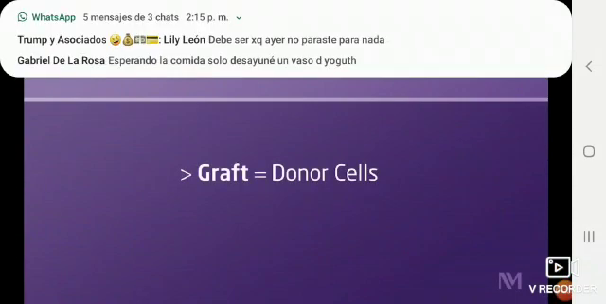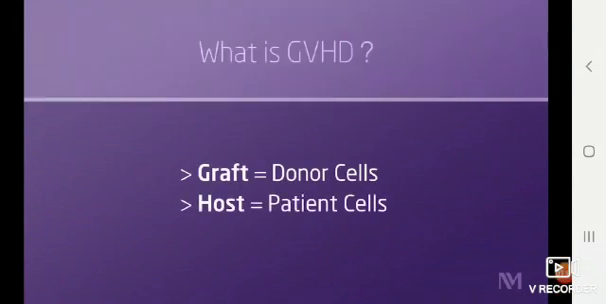The graft is a fancy word for donor cells, and the host is the patient cells. After the donor cells find their way and grow in the host, or the patient, they can start attacking the host in places that it shouldn't be attacking.